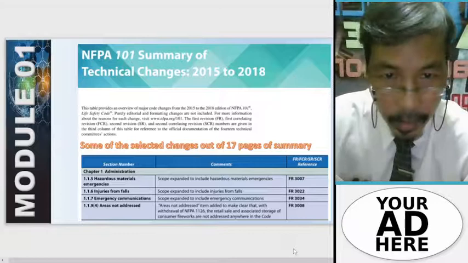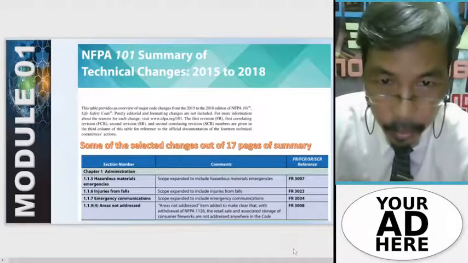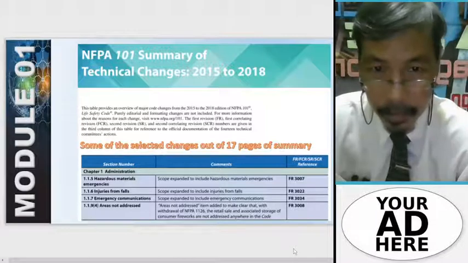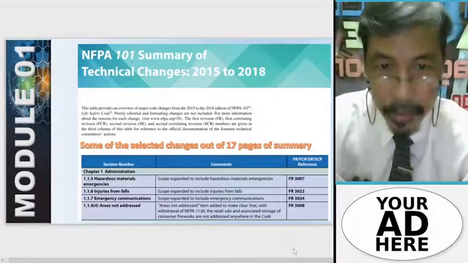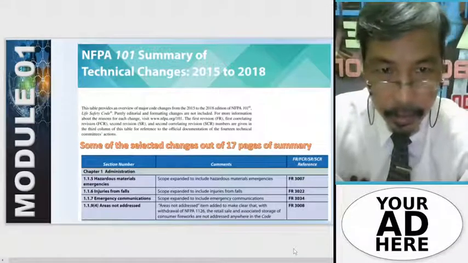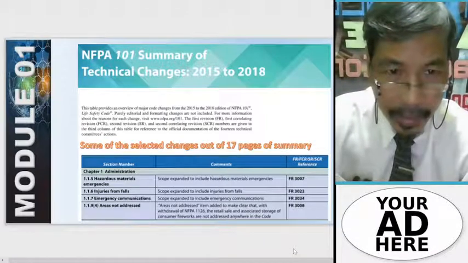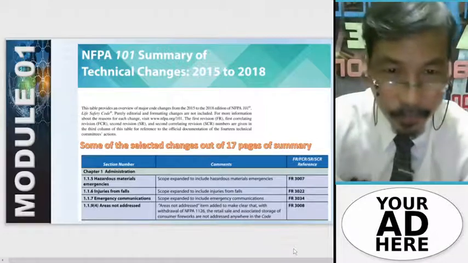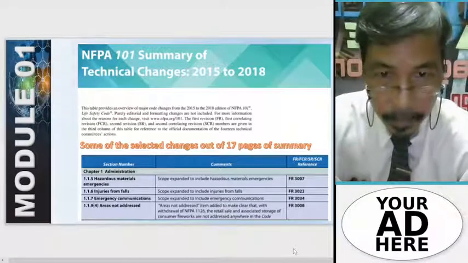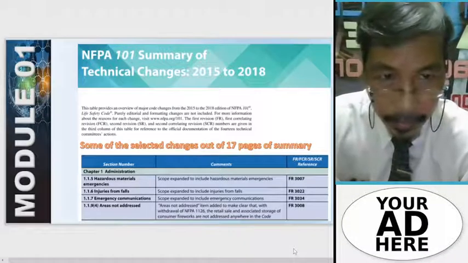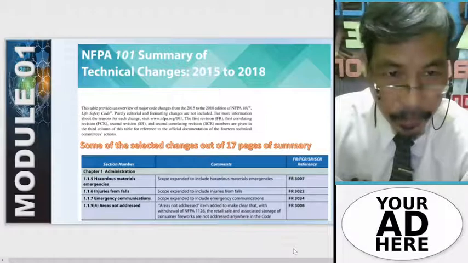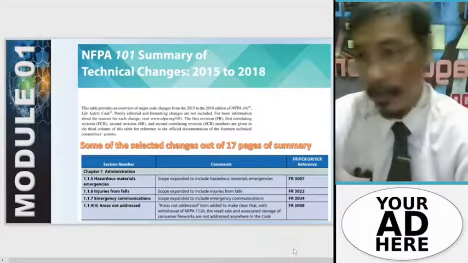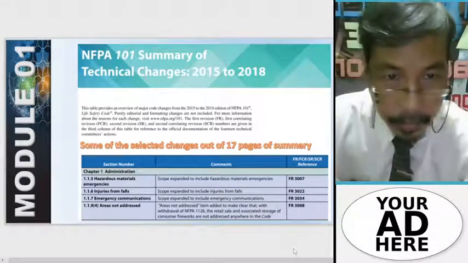Like the one in paragraph 1.1.5. That paragraph is about hazardous materials emergencies. The scope expanded to include hazardous materials emergencies. So they expanded the scope. And the reference is the first revision 2007. So that is the reference.